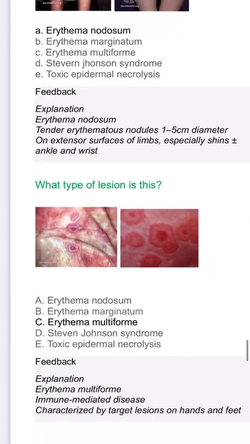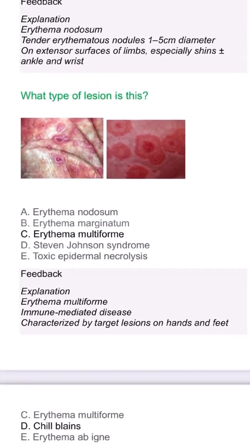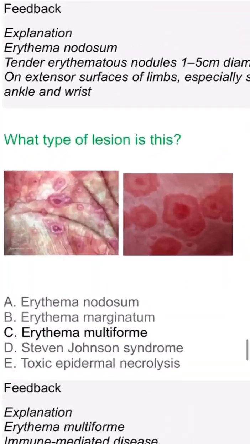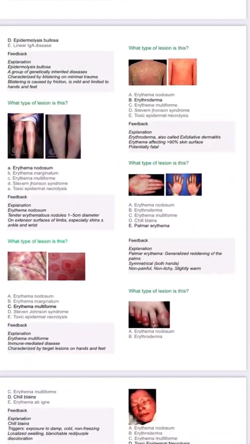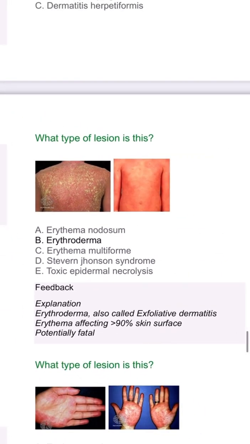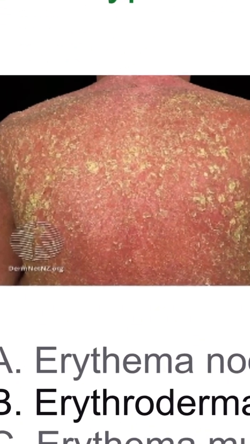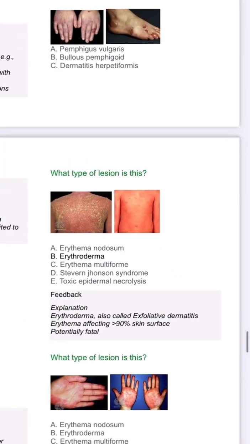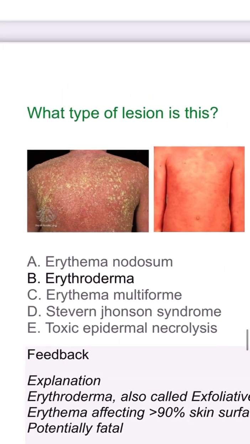Target lesion. So erythema multiforme. It is an immune-mediated disease characterized by target lesions on the hands and feet. Okay, so erythema multiforme, target lesions. What type of lesion is this? Erythroderma, also called exfoliative dermatitis, erythema affecting more than 90% of the skin surface, potentially fatal. This is potentially fatal, erythroderma. Okay, so these are emergencies of dermatology.